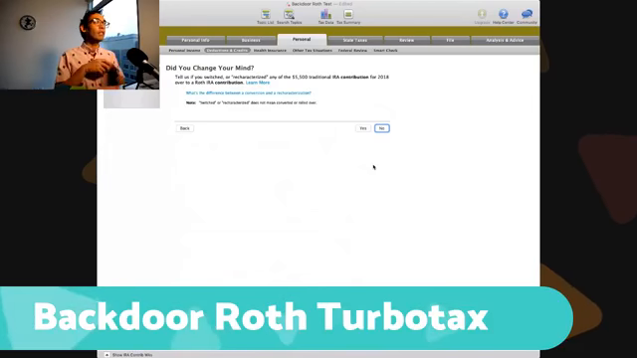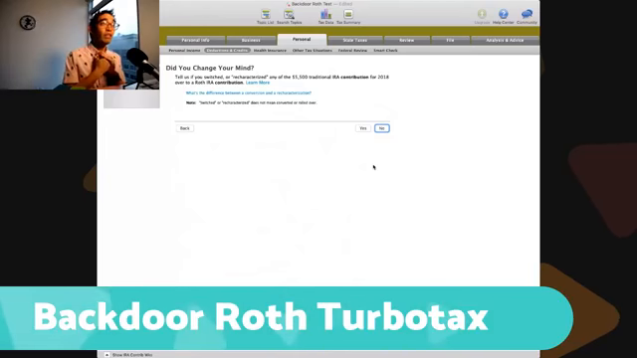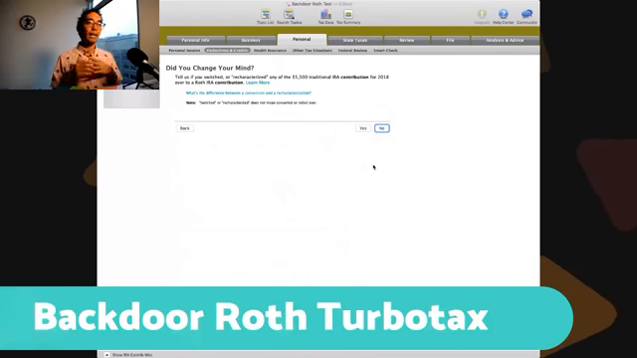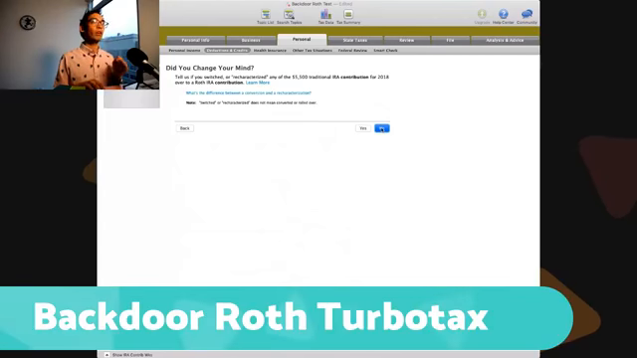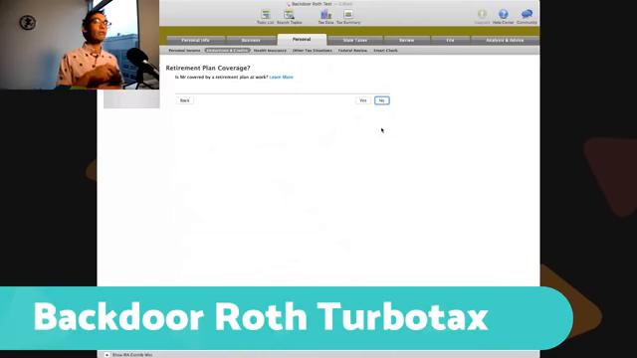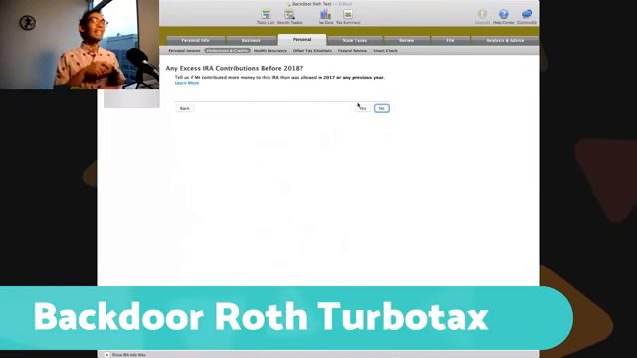Now it says, did you change your mind? Is this what we call a recharacterization of any of the money from a traditional IRA contribution to a Roth IRA contribution? No, this is not a recharacterization. We're not changing the type of IRA contribution. This is a traditional IRA contribution directly. Is Mr. 39.6 covered by a retirement plan at work? We're going to just say yes. Now, did Mr. 39.6 contribute more money to this IRA than was allowed in 2017 or any previous year?